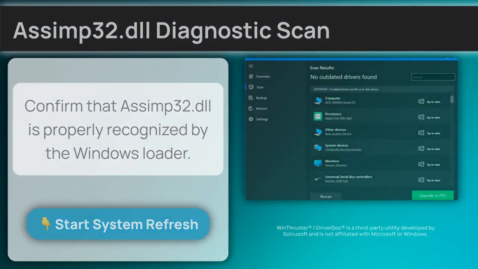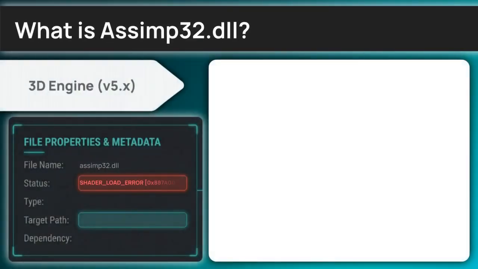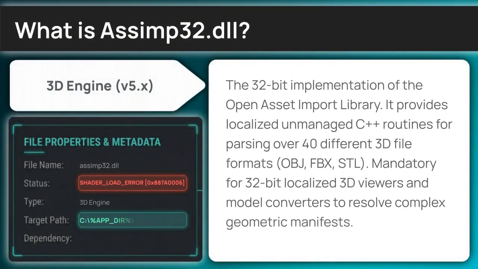This is the assimp32 library, the 32-bit implementation of the Open Asset Import Library. It provides localized unmanaged C++ routines for parsing over 40 different 3D file formats, OBJ, FBX, STL. Mandatory for 32-bit localized 3D viewers and model converters to resolve complex geometric manifests.